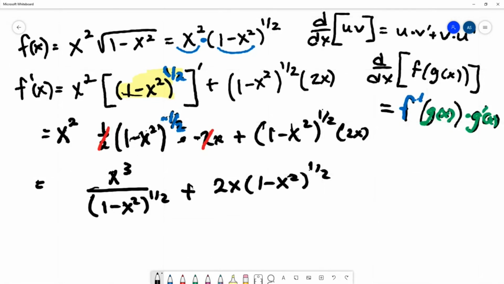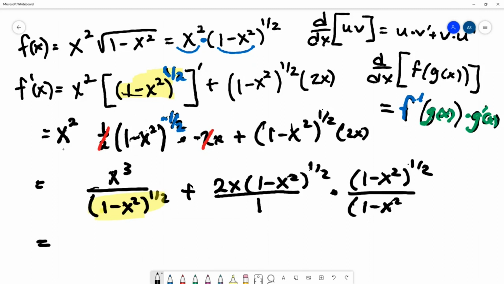Okay, now that I have it written in fraction form, I'm going to try combining these two into a single fraction. So this is my denominator that I have. So I want a common denominator. The second term is over 1. So to get that common denominator, I'm going to multiply by 1 minus x squared to the 1/2. So this is going to give me x cubed over 1 minus x squared to the 1/2.